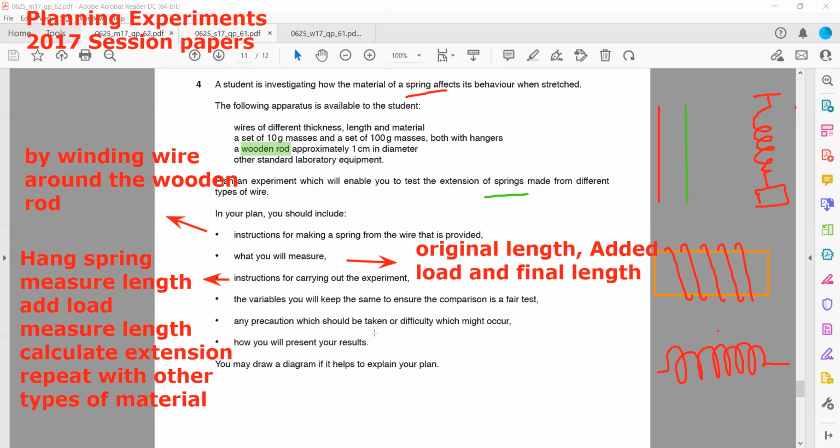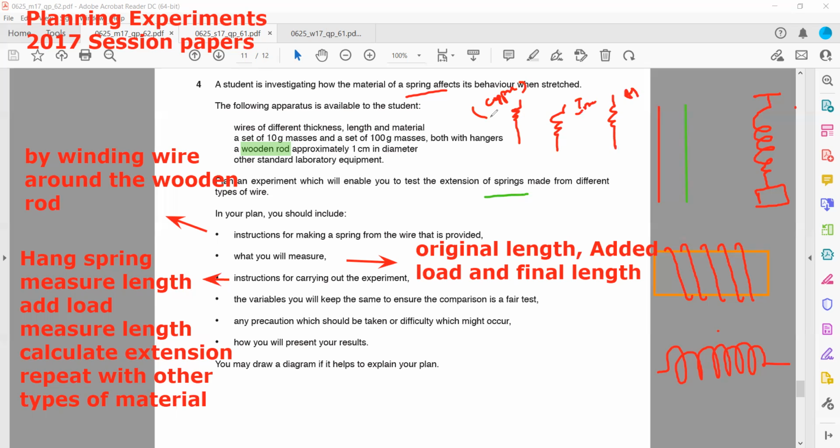Then the variable you will keep same to ensure a fair comparison. So if we want to compare, because we want to find how the type of material can affect the extension. Like one spring is made up of, say, iron. Another spring for example made up of aluminum. Another spring is made up of copper. So we want to identify how the type of material can affect its extension.